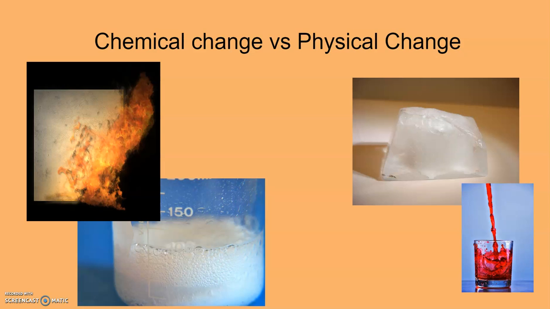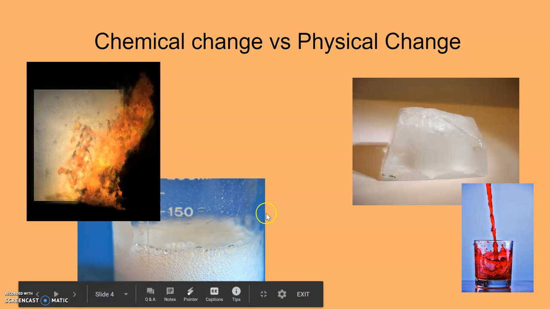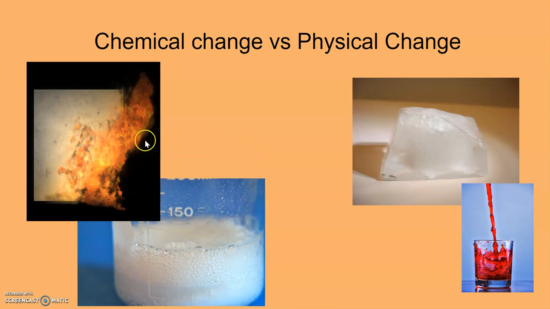There's a color change when you put two chemicals together. For example, when a silver bike is left out in the rain and it gets rust, that is a chemical change. That rust is a different color than what was on your bike before. Gas can be formed. This would be an example of a gas being formed. And anything burning is always a chemical change.